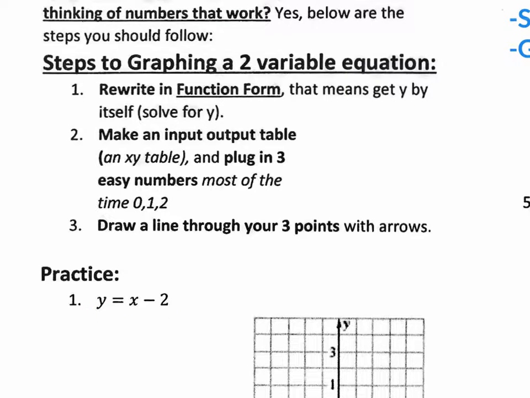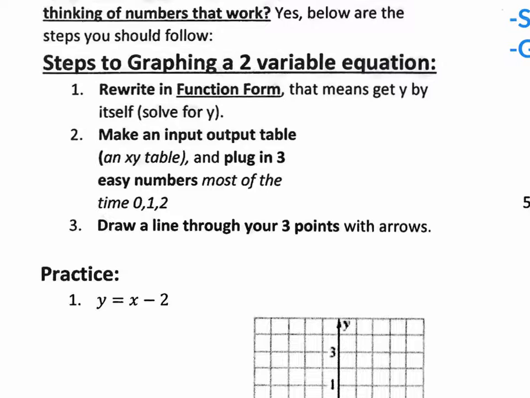Now sometimes you won't have it in function form. You might have a 2 in front of the y, and you'd have to divide by 2, divide by 2, divide by 2 to get it in function form. So sometimes step 1 is done for you. Sometimes you actually have to do some math to get it in function form. What does function form mean again, guys? Get y by itself. Okay, that's the first thing we need to know. Function form means get y by itself.